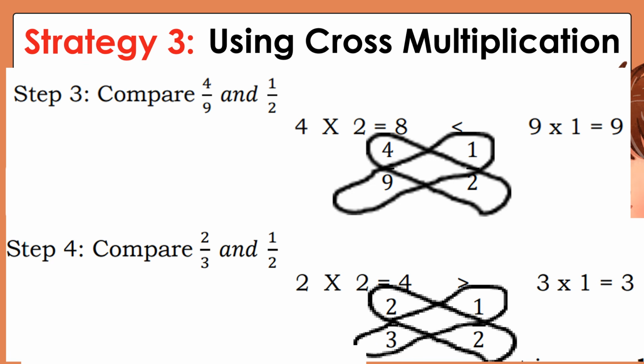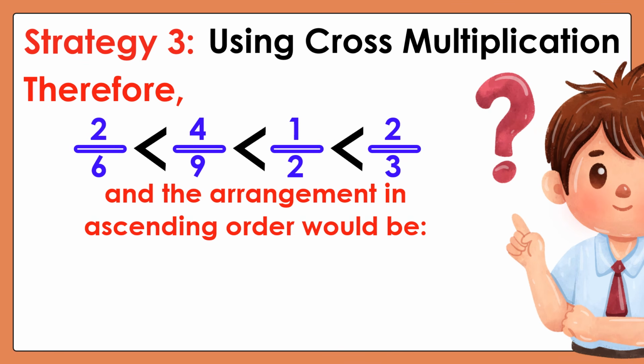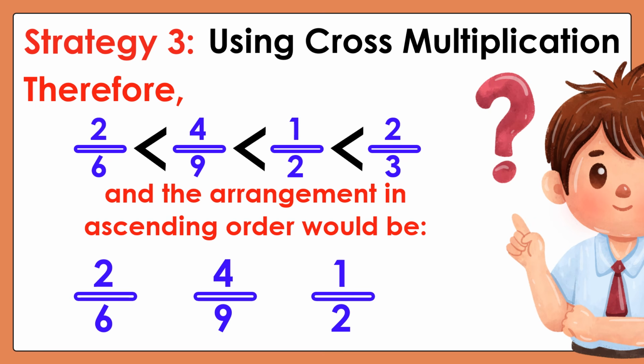Step 4, compare 2/3 and 1/2. 2 times 2 is equal to 4, is greater than 3 times 1 is equal to 3. Therefore, the arrangement in ascending order would be 2/6, 4/9, 1/2, and 2/3.